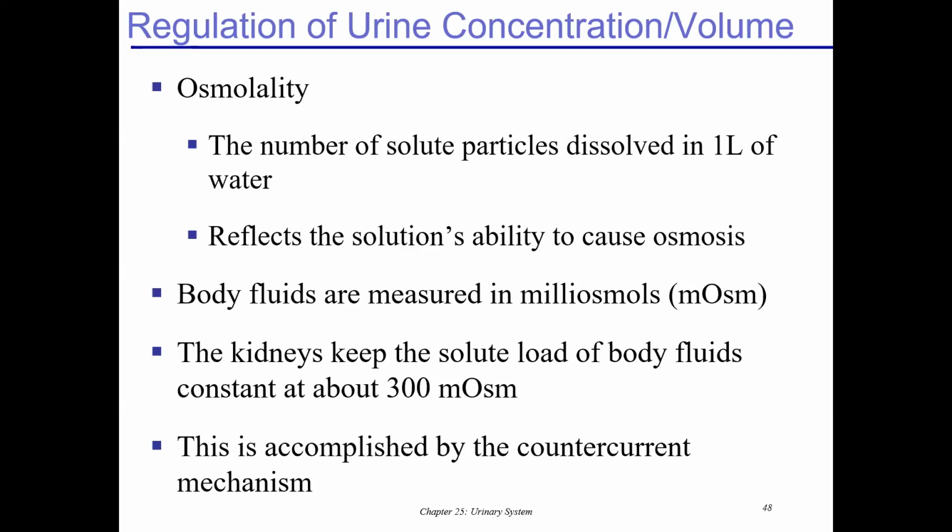Because remember the definition of osmosis: movement of water from high water to low water. High water means low solute, and low water means high solute. If you have a 10% salt solution on one side of a cell membrane and a 20% salt solution on the other side, the 10% salt solution is 90% water and the 20% salt solution is 80% water. 90% is greater than 80%, so water will always move from the higher water side to the lower water side. So the solute concentration determines which way water is going to go when you have a membrane in between.